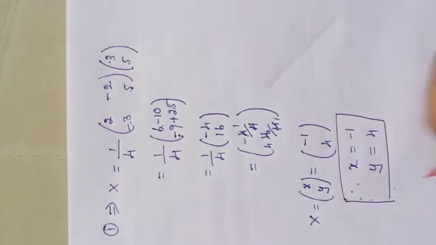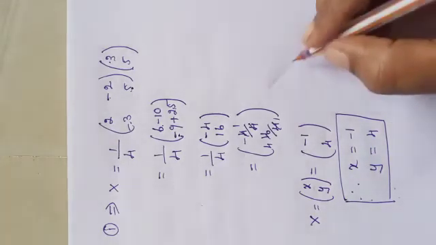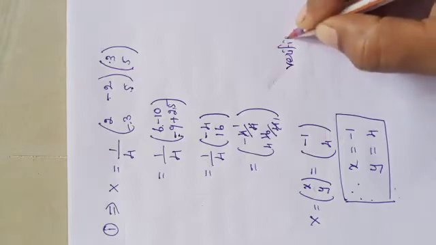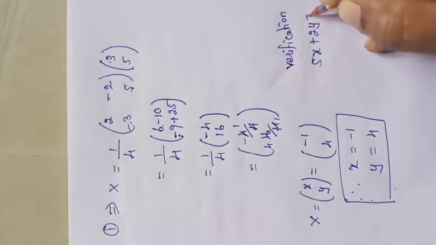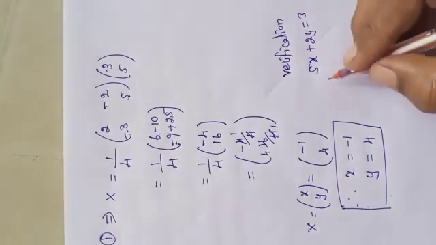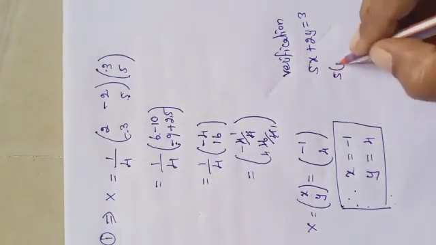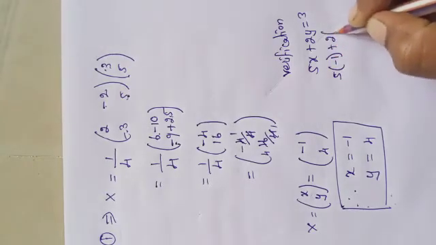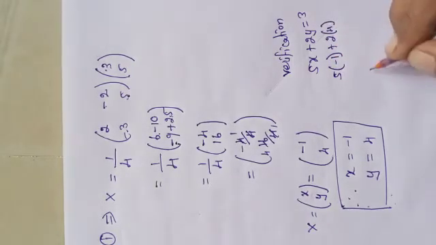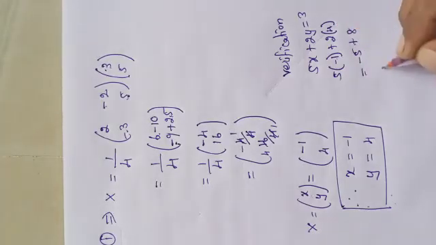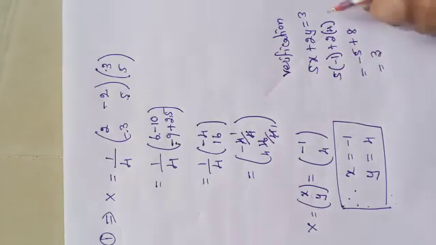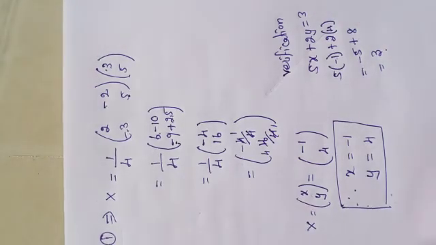This is the solution. In order to check the answer, we can substitute in the equation. See, verification. The first equation given is 5x plus 2y is equal to 3. Shall we substitute and check it? 5 into the value of x, minus 1, plus 2 into the value of y, 4, equal to minus 5 plus 8, which is 3. Therefore, our answer is correct.